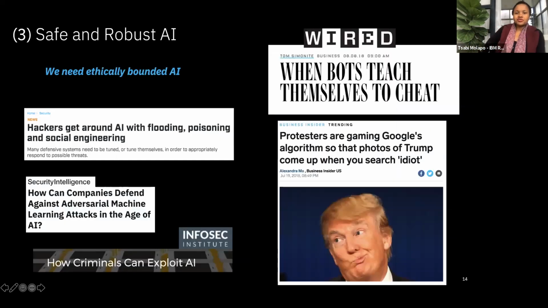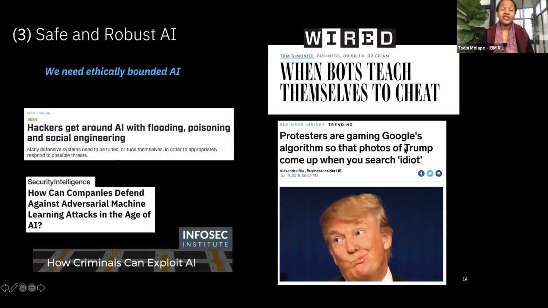Now, going to the third dimension of what does it take to have AI that we can trust. Then the third dimension here is AI has to be ethically bounded. We have to feel safe that this AI cannot be tampered with.